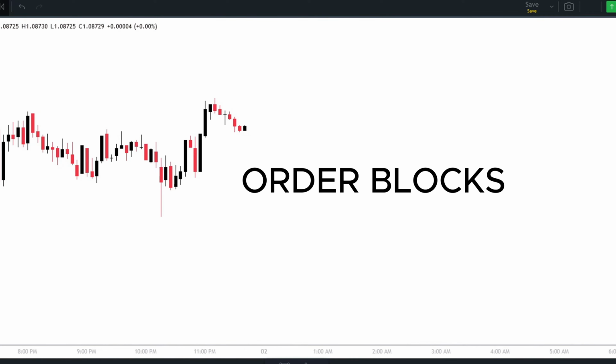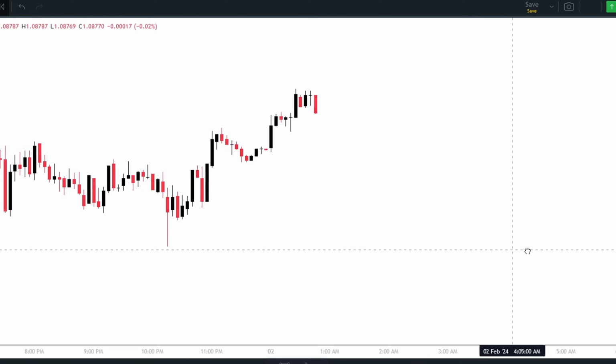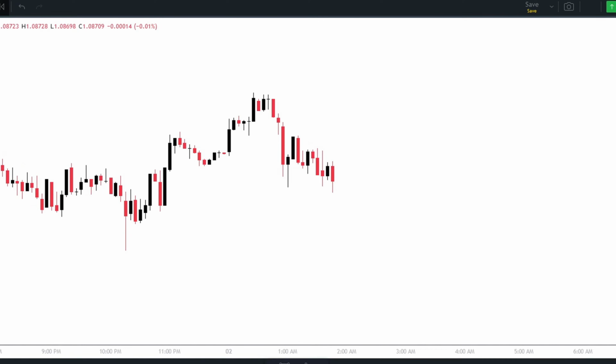Order blocks, the most effective price action trading strategy. In today's video, we will simplify the only fundamentals and techniques you need to know to incorporate this smart money concept into your trading routine. So what is the order block? We have two chapters to cover. The first is the fundamentals of the order block.